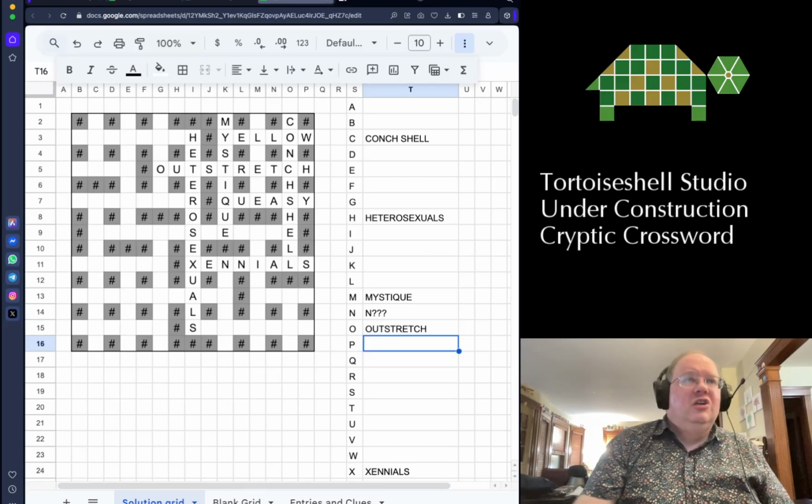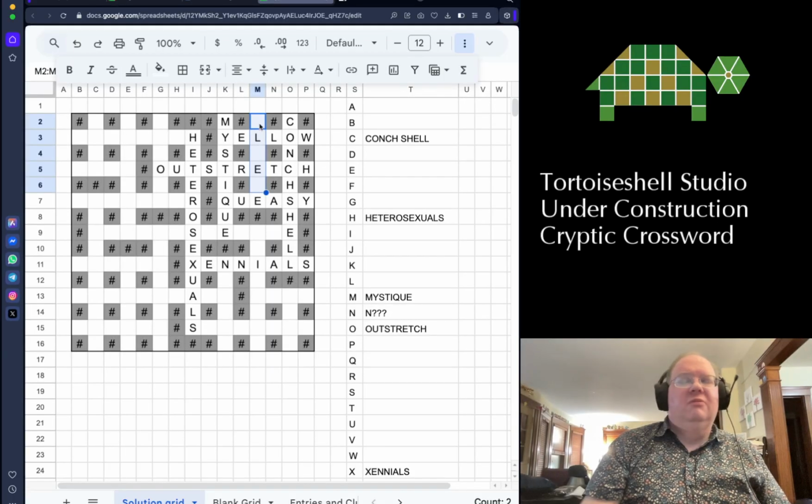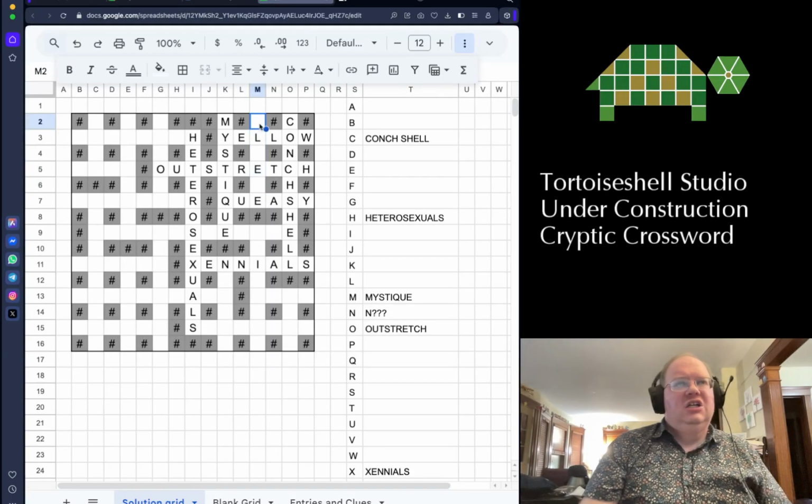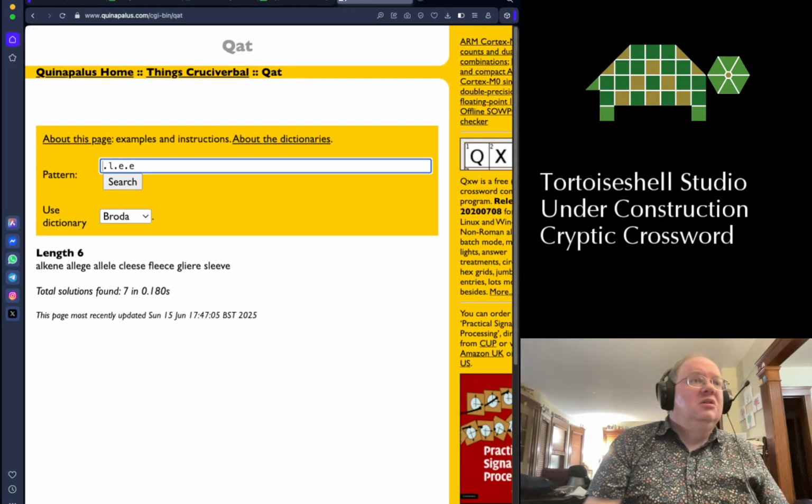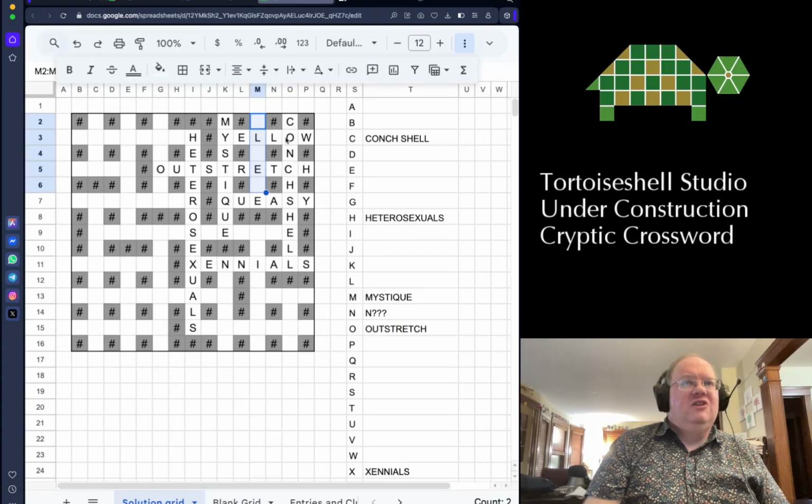Outstretch. So this could be allele, which is the form of a gene in genetics. You could have sleeve. Allege, fleece. All right, so we have a few. Yeah, all of those are open to us at this point. So now we have this other 13.